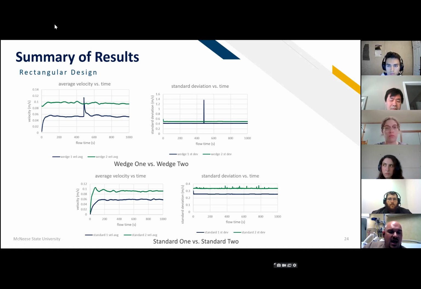For the velocity versus time, I put more flow into the pool, so it was expected that the average velocity was going to increase. But what also happened was the standard deviation increased. That means that the flow became less uniform. The same thing happened in standard 1 versus standard 2. I put more flow in the pool, so the average velocity increased, but I can't really say that the flow got any better because the standard deviation became more spread out, so the flow got less uniform.